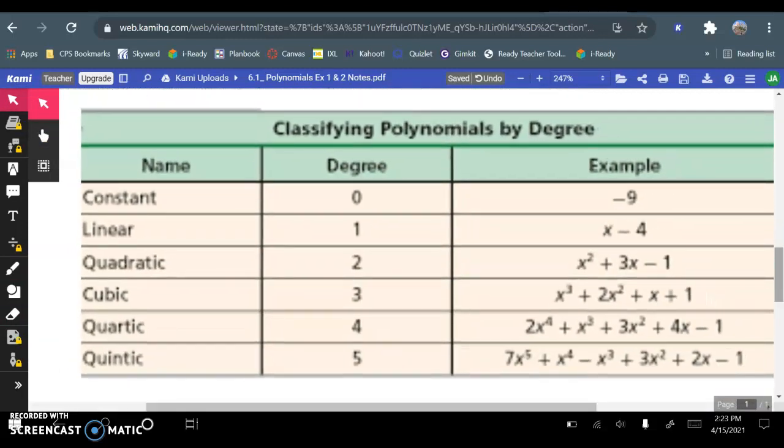Now classifying them by the degrees. Here's the chart where the degrees 0 to 5 are given. If you have the degree of 0, that's called a constant. That's just a regular number. And then 1, the exponent is just a 1. That's called linear. 2 is quadratic. 3 is cubic, and so on. And there's an example over here on the right-hand side where the largest degree of each term is the degree that you're classifying by.